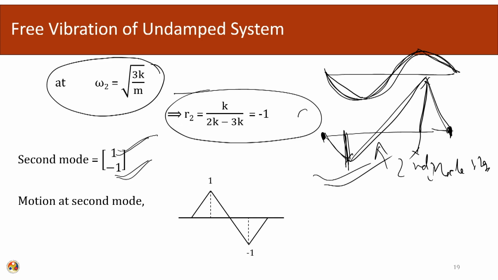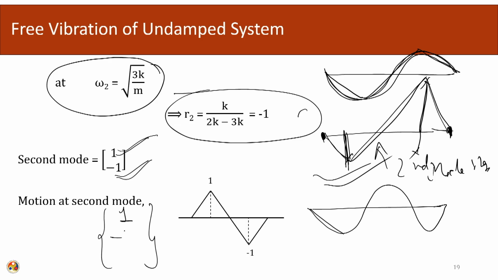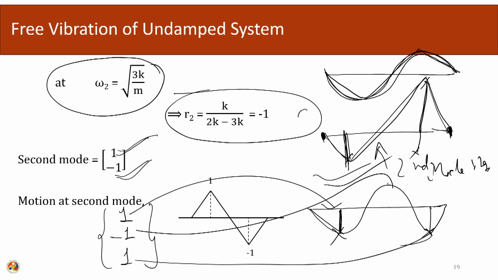If we put in more degrees of freedom, then the third mode should look something like this. It means that the R matrix will look something like 1, minus 1, 1, which corresponds to 3 degrees of freedom: 1 positive here, 1 positive here, 1 positive for this one, and 1 negative for this one. So it will look something like this. This will be our third mode, and so on and so forth.